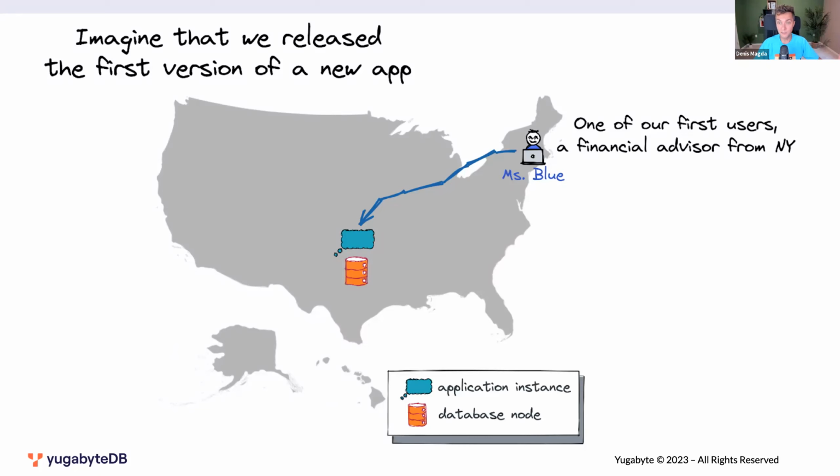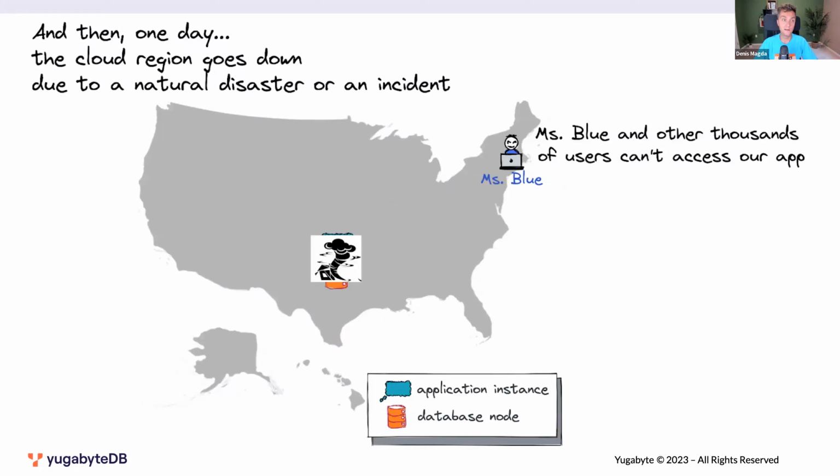One of those users is Mrs. Blue, a financial advisor from New York. She loves our application. And several days or several weeks later, there is some incident, some natural disaster that is happening in that region of the country, and our instance and our database go down. And we as startup founders were surprised a little bit because we thought that, all right, we are deploying in a cloud environment. The cloud environment should be resilient, fault tolerant, etc., because it comes with abundant resources.